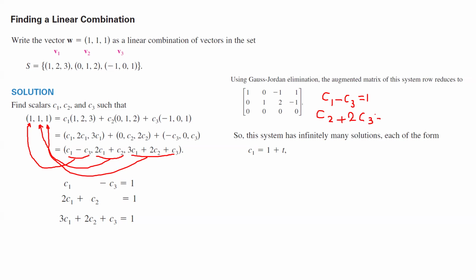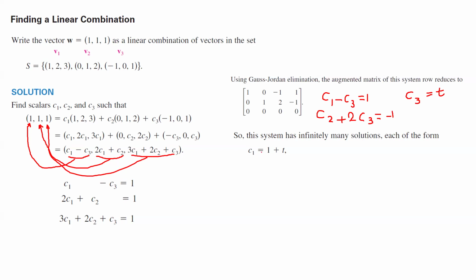So here I ended up with 2 equations and 3 variables. I have 2 equations and 3 variables, so I have to use a parameter. For example, I can take C3 to be called T. So C3 is called T now, everybody. T is any real value.